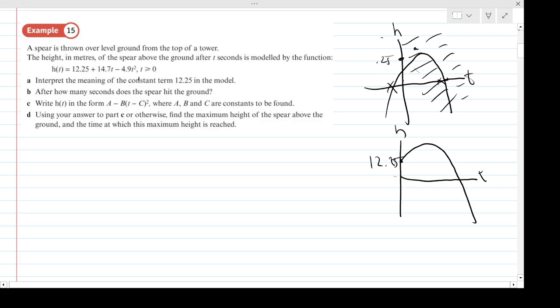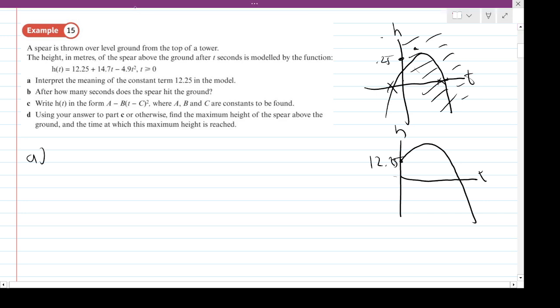And that's a very common thing. Normally with these modeling real life problems, it would be t in terms of something else. So here it's h, but t would be time. So it has to be positive, right? Because you can't have negative time. So that's the situation we're looking for, and that's what the motion of the spear will look like.